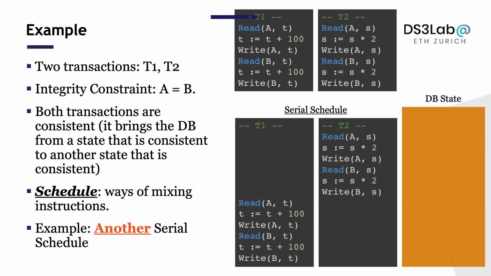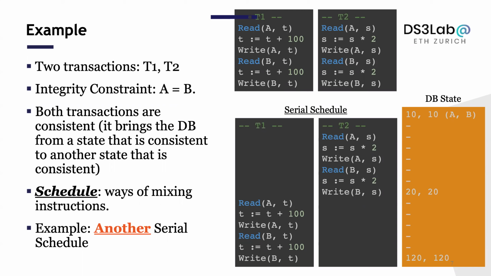But there could be other schedules. For example, this is another serial schedule. Different from the first one, it's going to run all the instructions from T2 first, and then run all the instructions from T1. So similarly, it's going to have a different effect on the database state. It's going to multiply A by 2 first, then multiply B, and then continue to run all the instructions from T1. Then you have 120, 120 at the end.